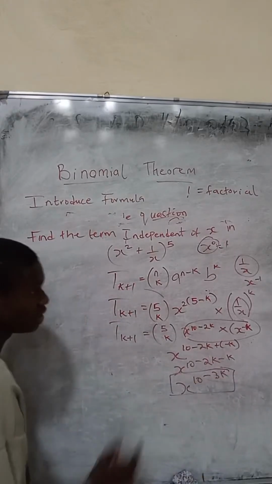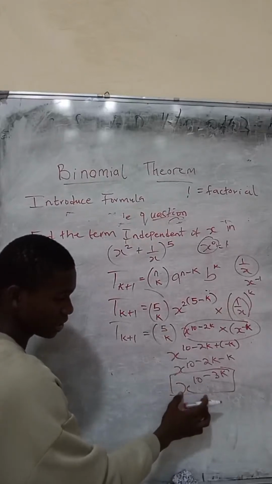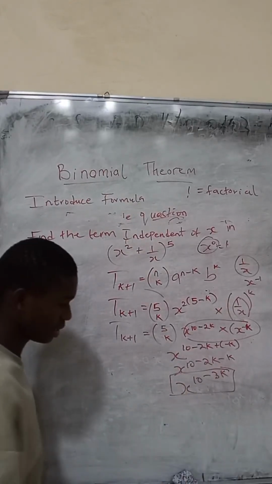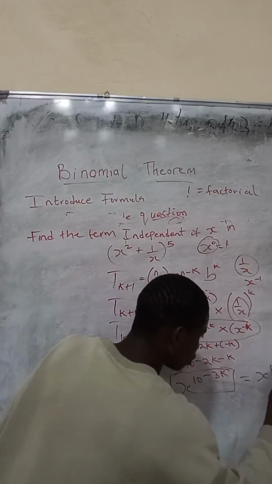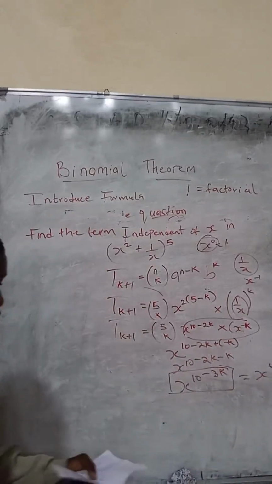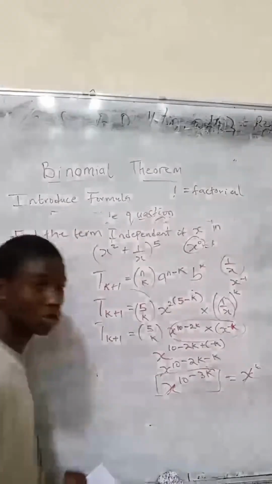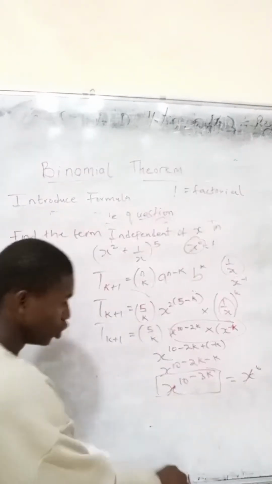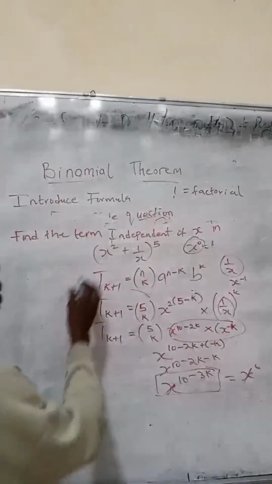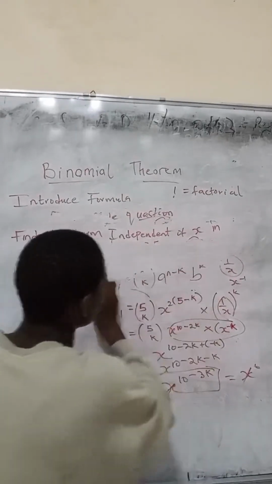So since x raised to the power of 0 is the same thing as this, I want to check now. If x raised to the power of 0 should be the same thing as this before it's going to be independent, it's going to be like this, x raised to the power of 0. And according to indices, when you have something like this, you cancel the x, you equate the bases, then you continue with solving the power. So let's continue.